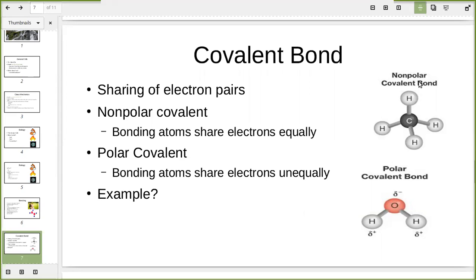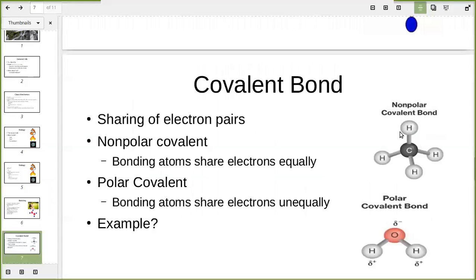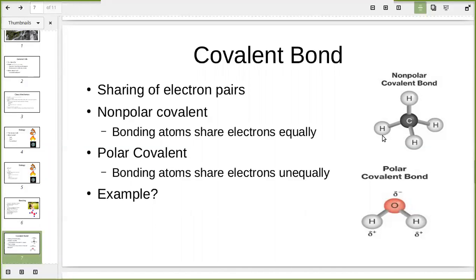And does anybody know what this compound is? It's methane, right? Methane. Very good. Also, you might emit it if you pass gas. So that's an example of a nonpolar covalent bond.